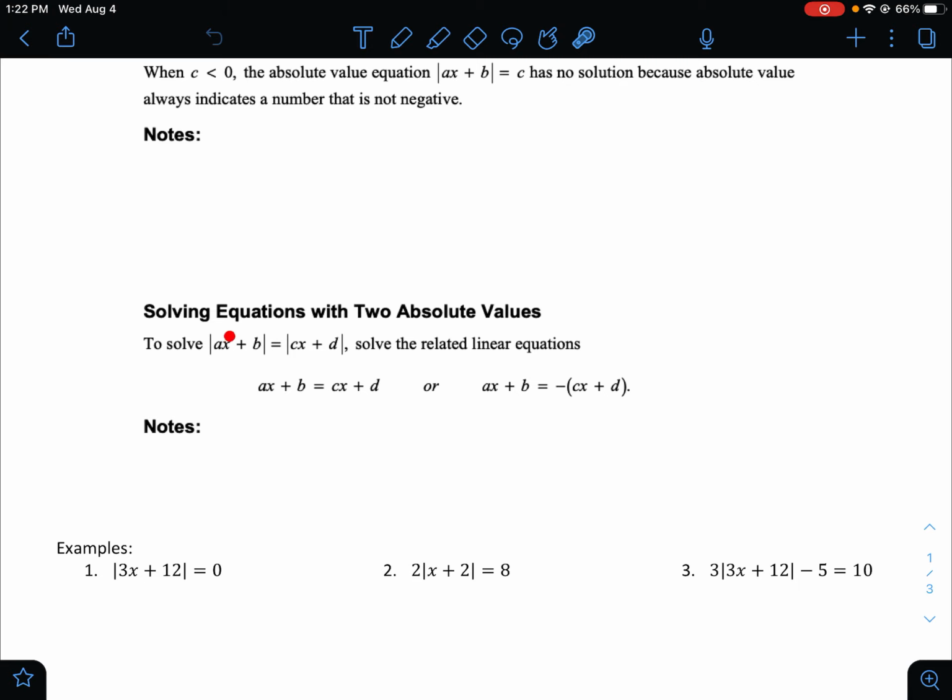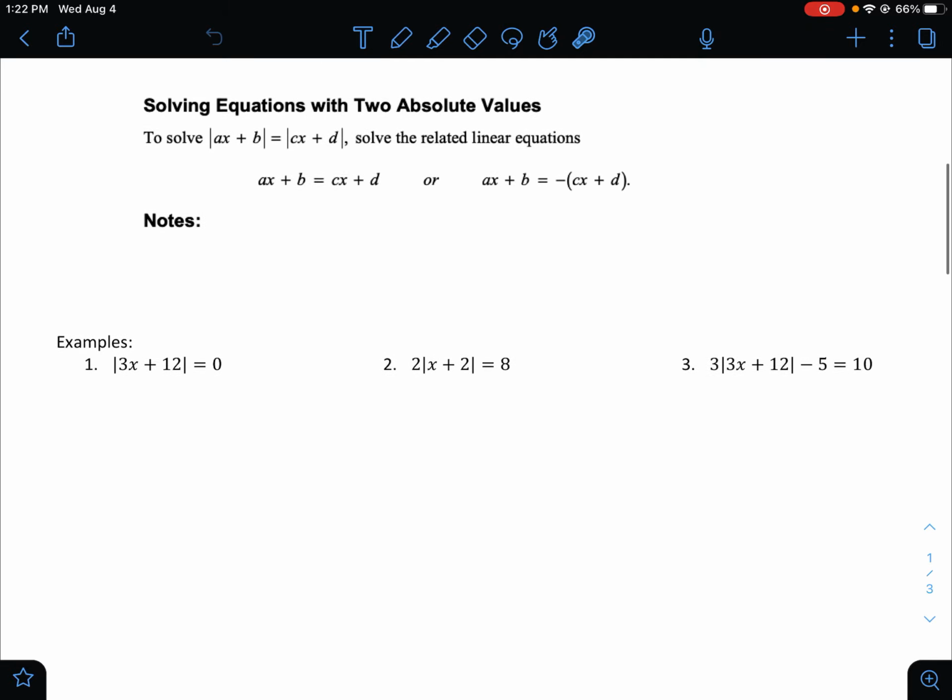When you're doing absolute values where it's one absolute value equaling another absolute value, it's exactly the same thing. You're going to set the absolute value equal to a positive version of that answer as well as a negative version of that answer. You're going to want to put them in parentheses because you do have to distribute this negative to both of these. So we're going to go over some sample problems of each one, and hopefully it makes more sense.